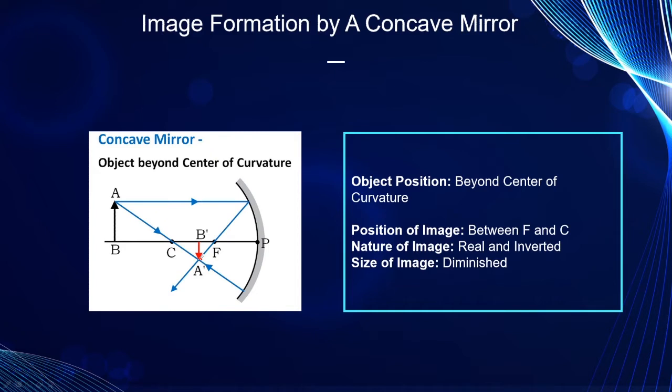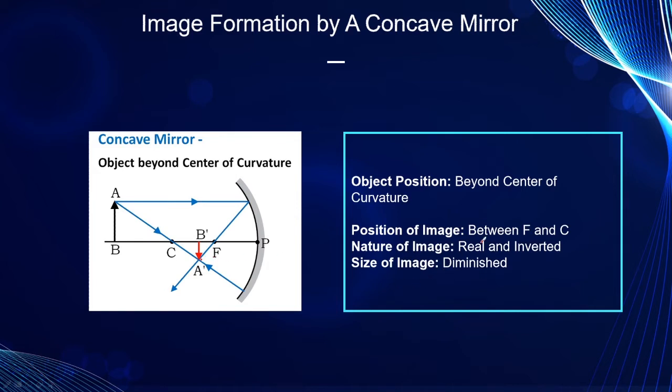If you draw a rough ray diagram, even if the ray diagram is not asked in the question, you can make a rough ray diagram and answer the questions related to it, right? So my object position is beyond the center of curvature and I get the image between F and C. You can see that the rays are intersecting. So if the rays intersect, it means my image is real. I can obtain it on a screen.